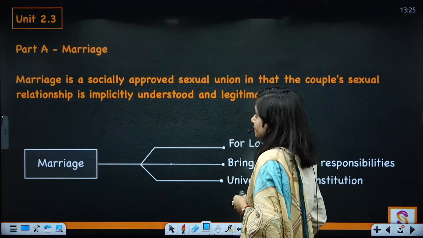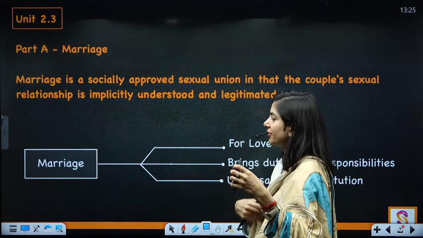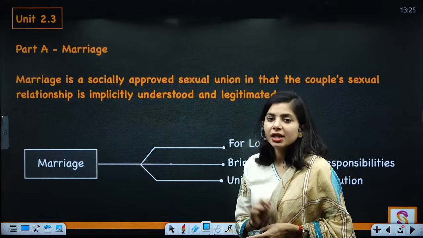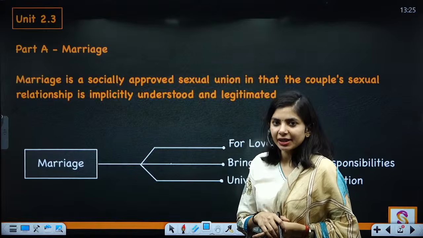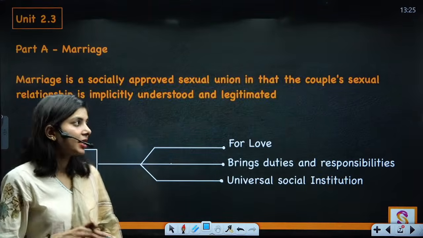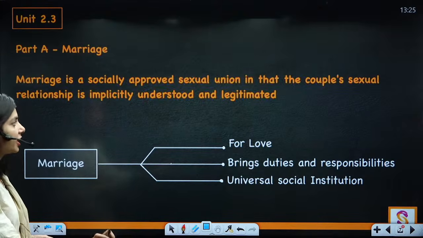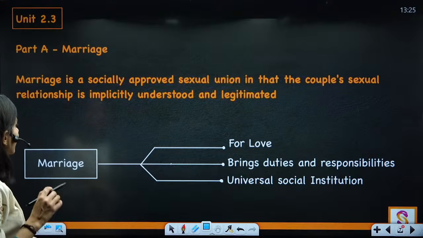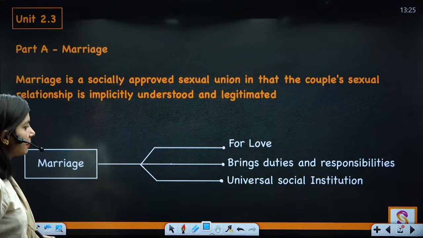Now the first one is unit 2.3 part A, marriage. Because we had divided it into 7 parts, we are doing the first part, part A, marriage. So in terms of marriage, what they had explained is that marriage is a socially approved sexual union, in which the couple's sexual relationship is implicitly understood and legitimate.